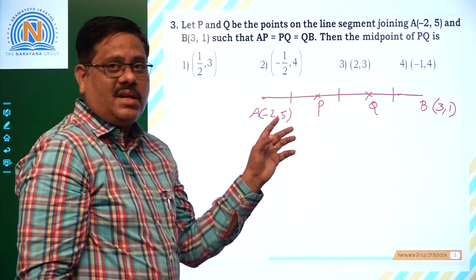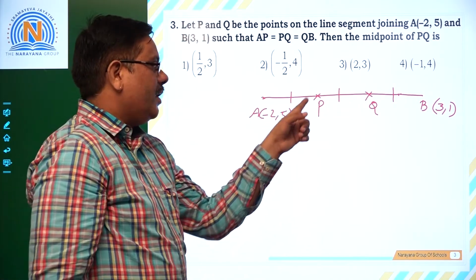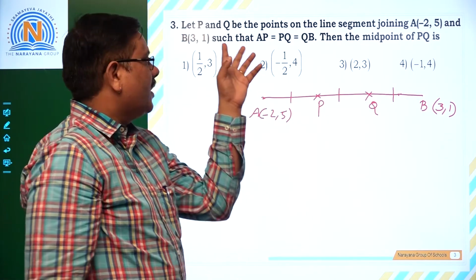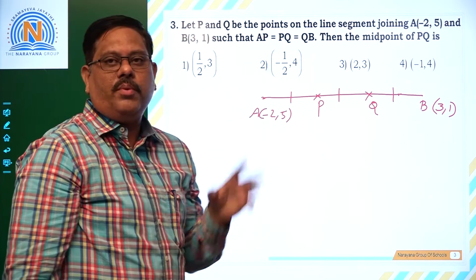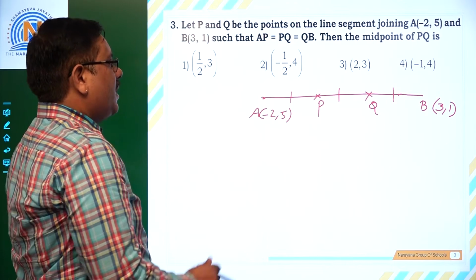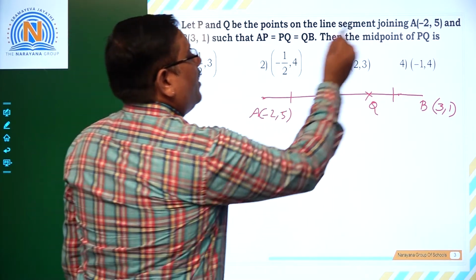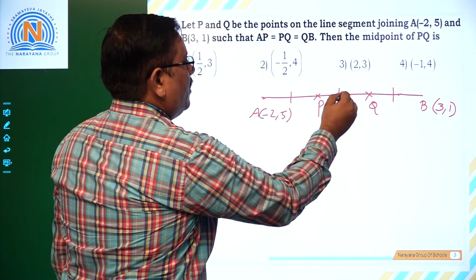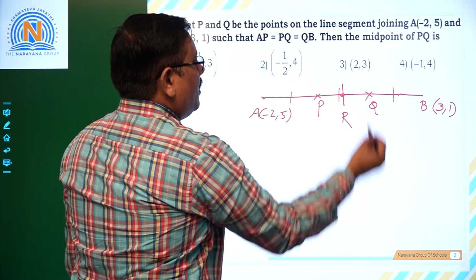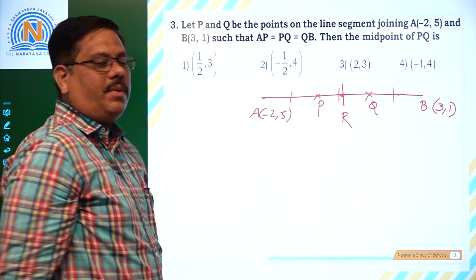Then we can understand one point. P and Q can be stated as points of trisection. If the condition AP = PQ = QB is satisfied, P and Q can be the points of trisection. At the same time, the midpoint of PQ will become the midpoint of AB. Here we have the midpoint of PQ, let us suppose that is some point R, and the midpoint of PQ becomes the midpoint of AB. That is the concept here.